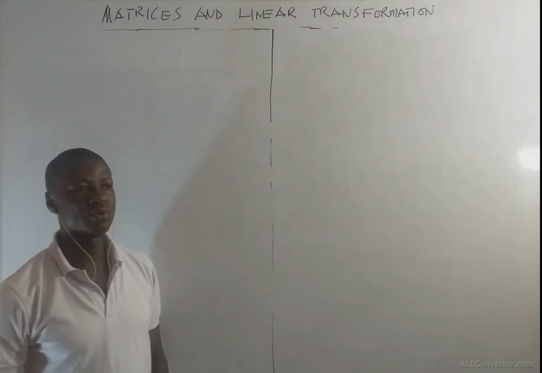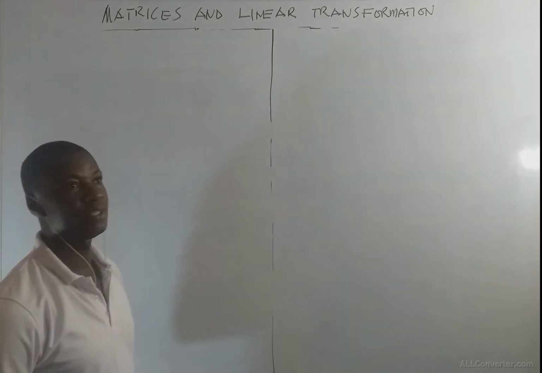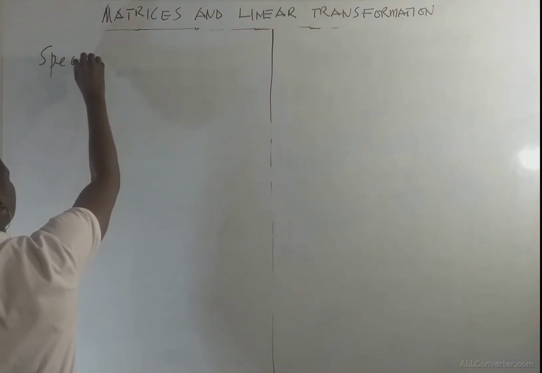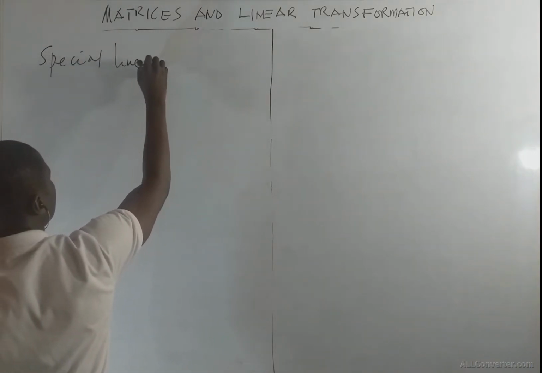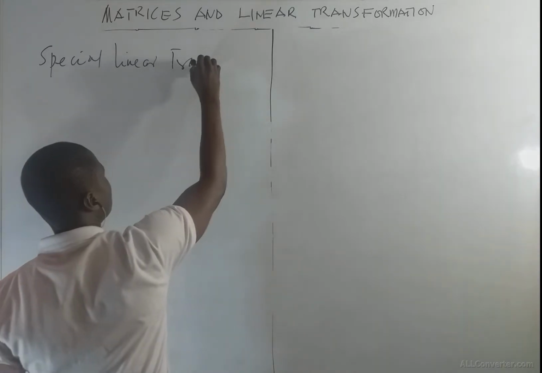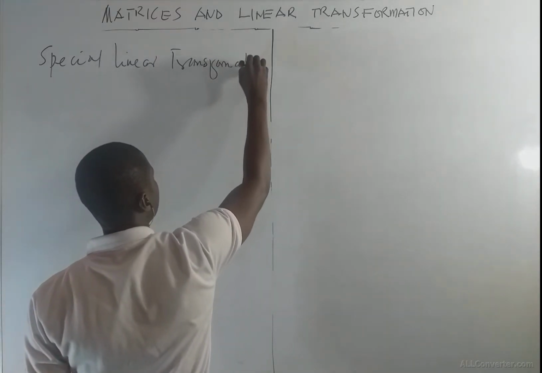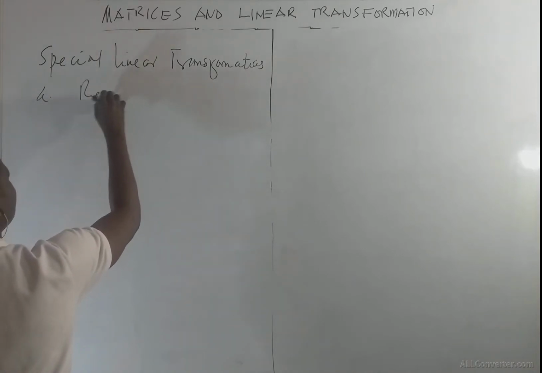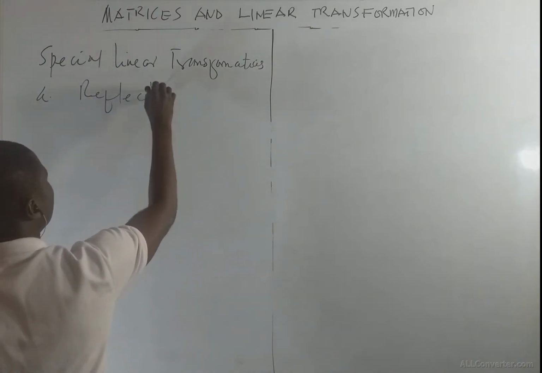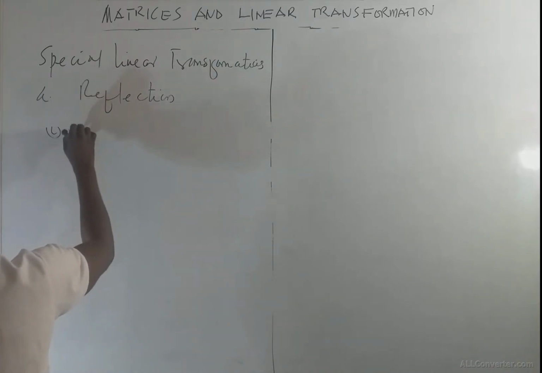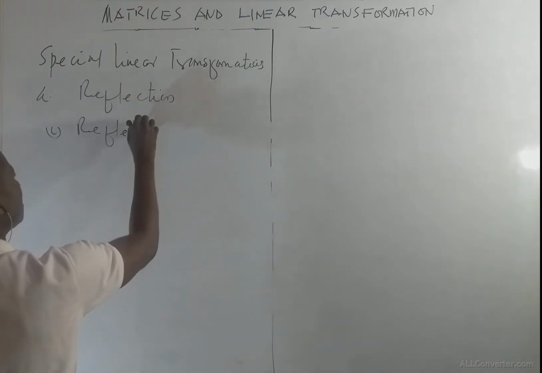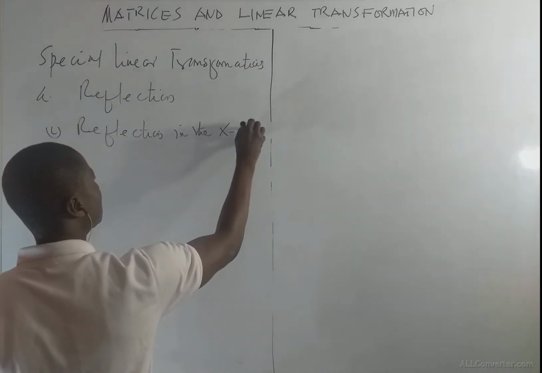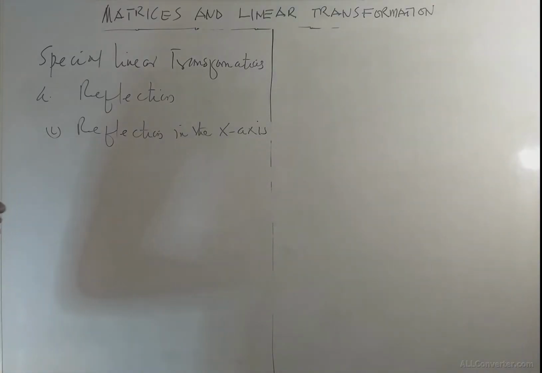On this particular episode, we are looking at the continuation of linear transformations, but this time around, we are looking at some special linear transformations. The first type we'll be looking at is reflection, and for the reflection, we have reflection in the x-axis.